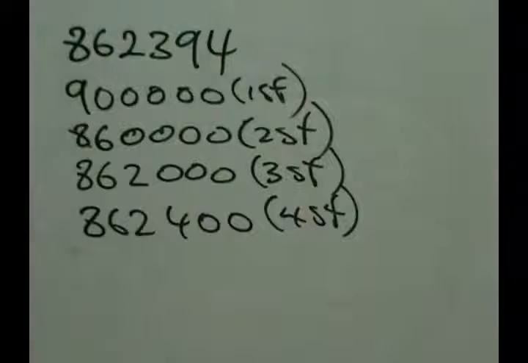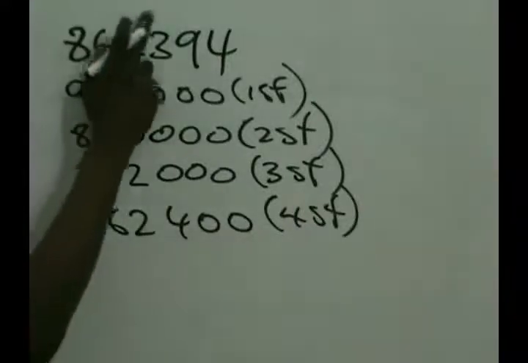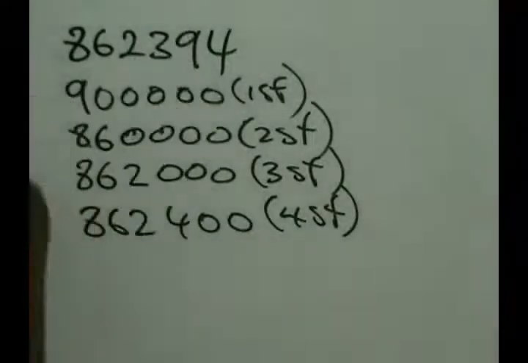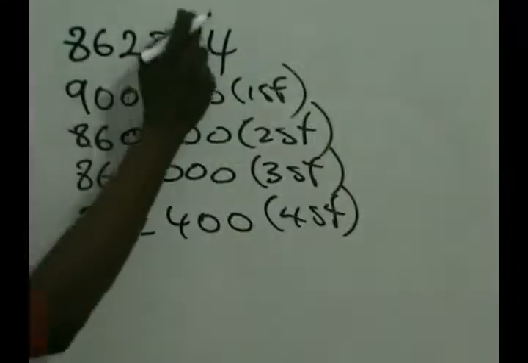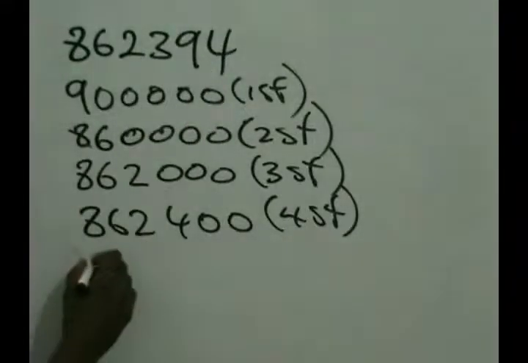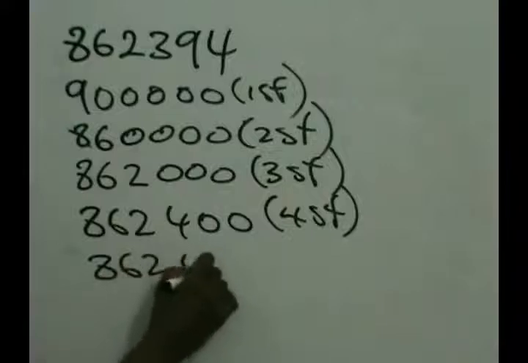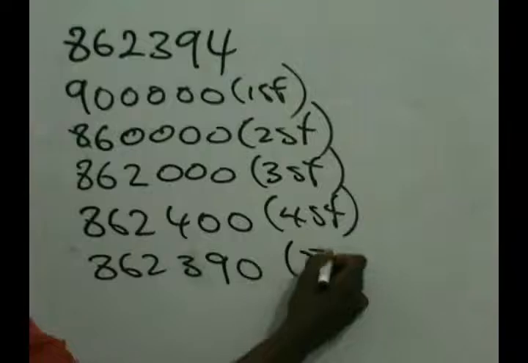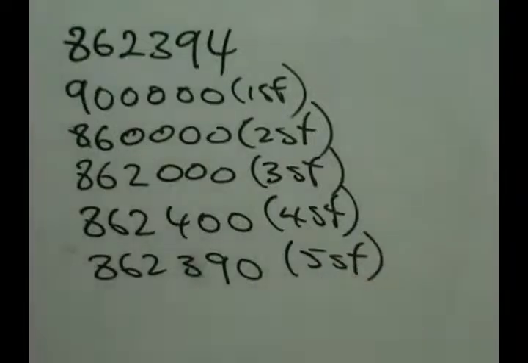5 significant figures. 1, 2, 3, 4, 5. 9 here is the 5th significant figure. 9 followed by a 4 will remain a 9. So your answer will be 862390. That's 5 significant figures.